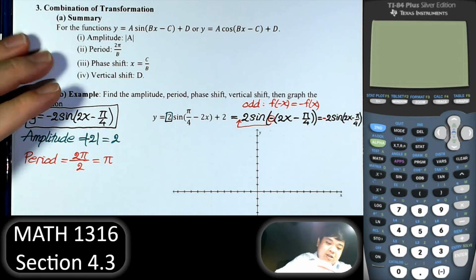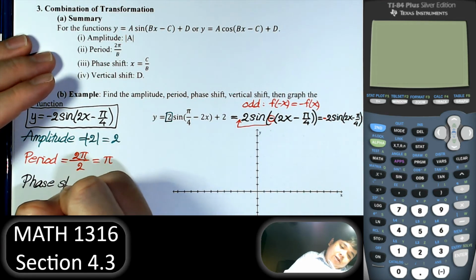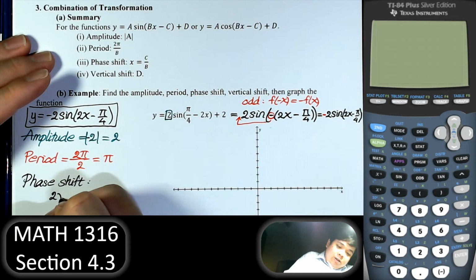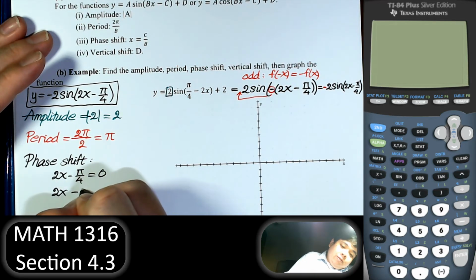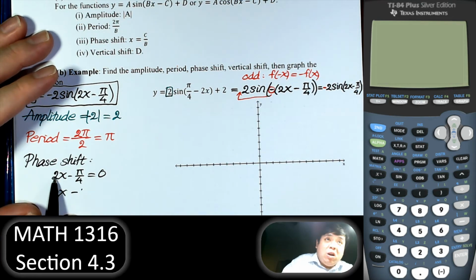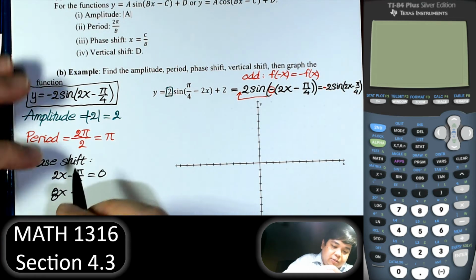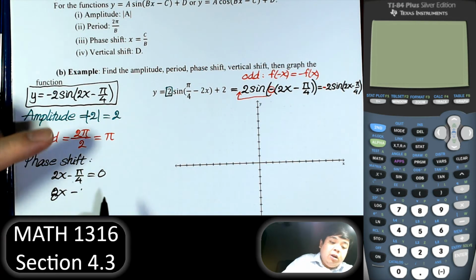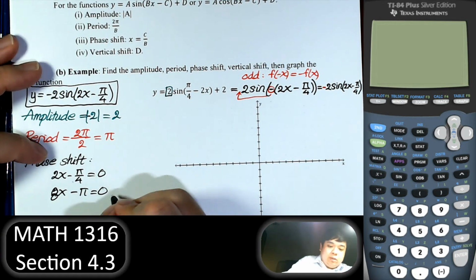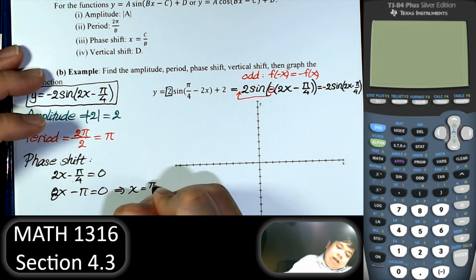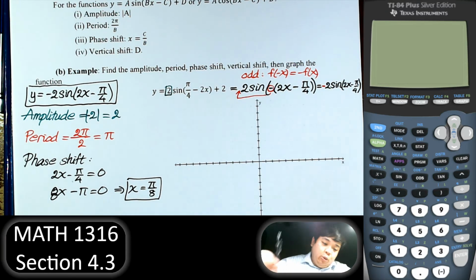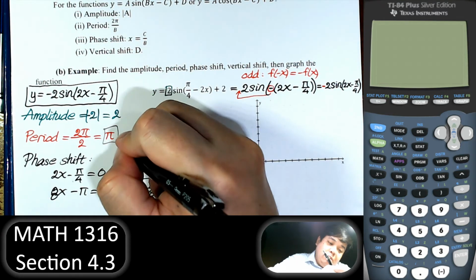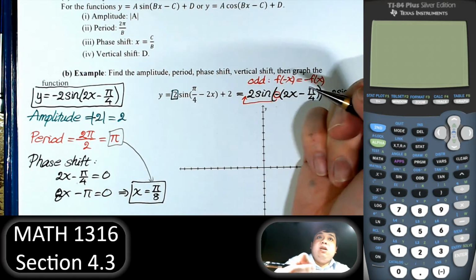For the phase shift, let that equal to 0. Multiply everything by 4, that gives us 8x minus pi equal to 0, and then x equal to pi over 8. That is the phase shift. Right, move the pi over, divide by 8. Now from here we can see that the period is pi, the phase shift is pi over 8, so the period is 8 times the phase shift.